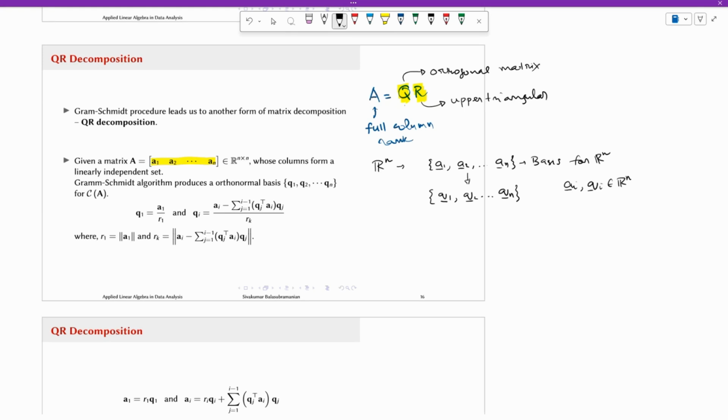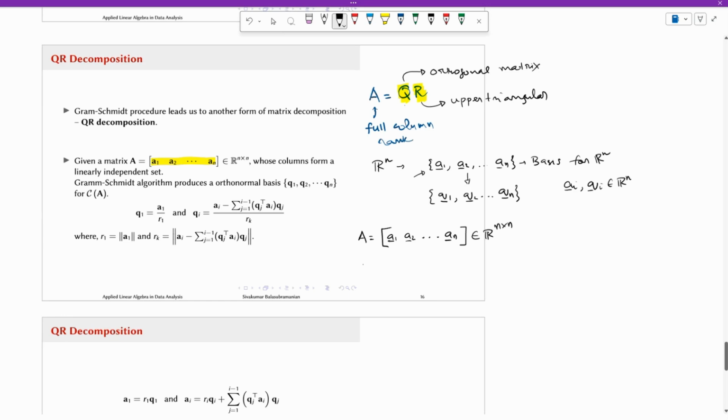If we simply apply the Gram-Schmidt procedure to this set, you'll get q1 to qn. So now if you put these basis vectors in a matrix like this and call that the A matrix, this will be an n cross n matrix. It'll be full column rank because the columns of A form a basis for Rn. That means the columns are linearly independent. That means it's full rank. It's also full row rank because it's a square matrix.